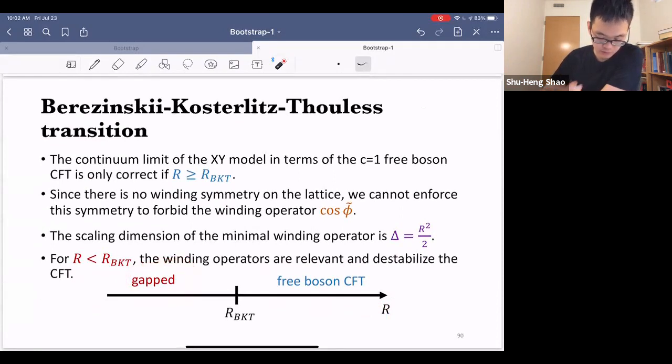And the way to understand it is because we didn't have the winding symmetry in the UV. Therefore, we cannot forbid winding operators such as cosine phi tilde from being turned on. And if that operator is relevant, that would destabilize the whole free gapless phase, and we go to the gapped phase. And indeed, the winding operator scaling dimension is proportional to R squared. So when R is very large, it's irrelevant. When R is sufficiently small, it becomes relevant, and we go to the gapped phase. This is the famous BKT transition.